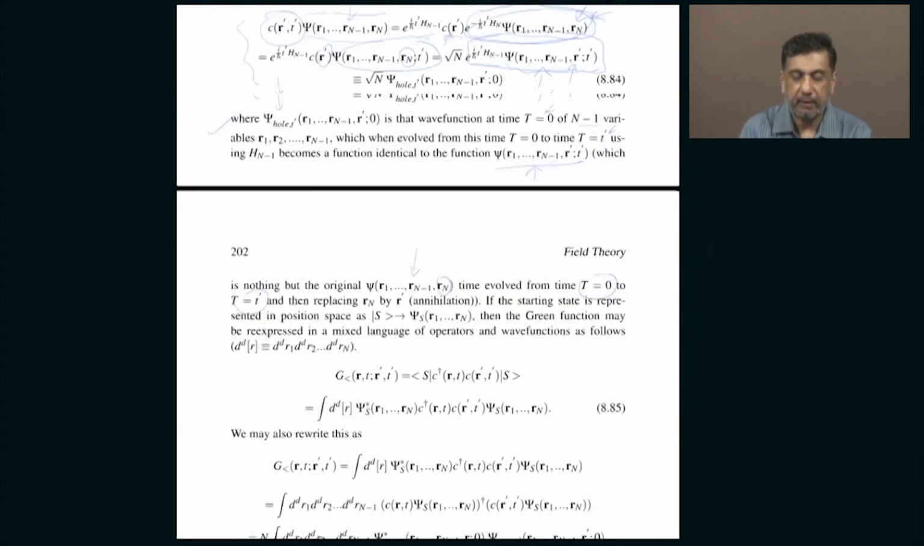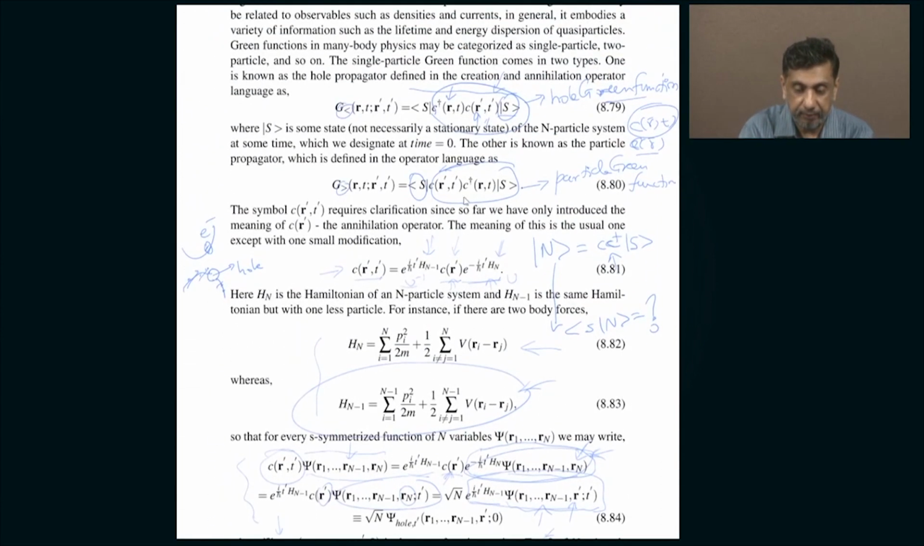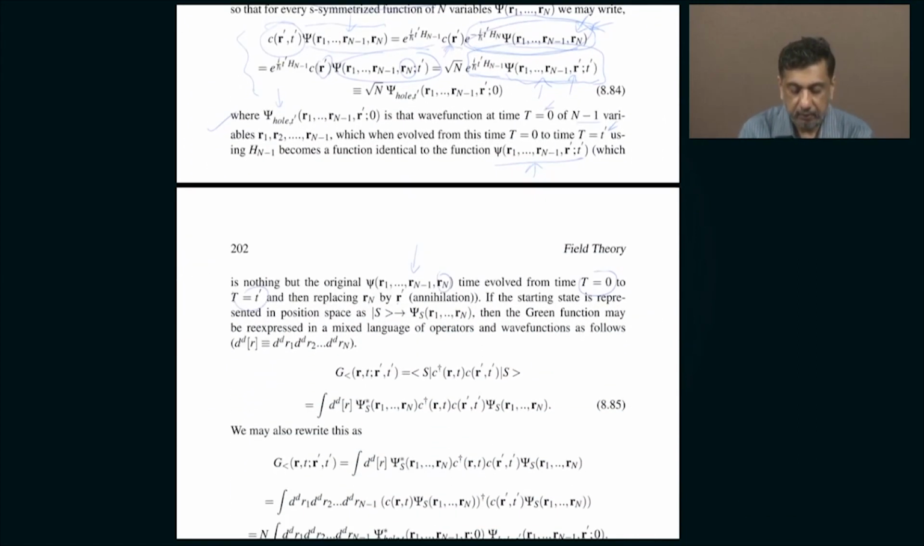Okay, so now that I have rigorously justified what it means to evolve creation and annihilation operators with time, that is the Heisenberg picture. So now I am perfectly justified in making statements such as these, which tell you the definition of the hole and particle Green's function. So this is the hole Green's function, because I am first creating a hole and then filling the hole with a particle. So that is what 8.85 is.